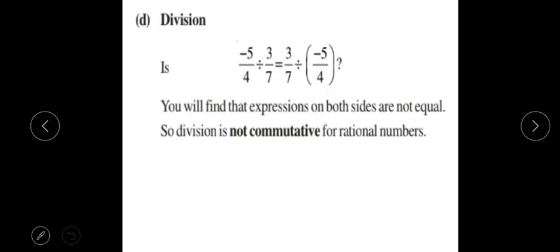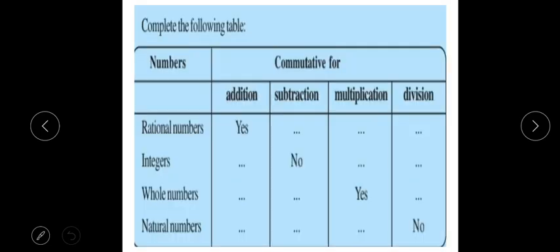Division. Now we already discussed that division is not commutative for whole numbers and integers, so it is simple that the division will not be commutative for rational numbers also. So division is not commutative for rational numbers.